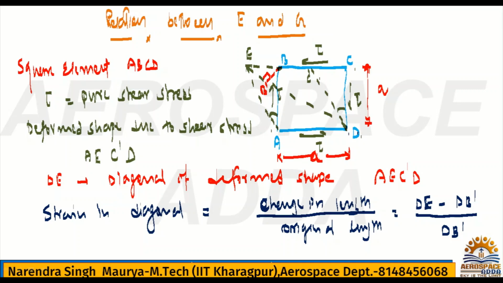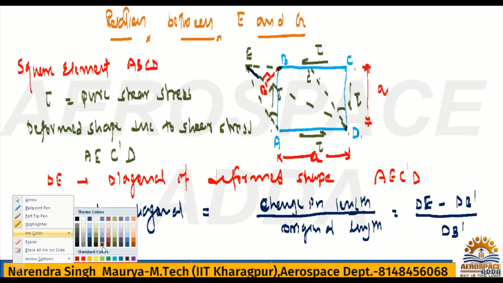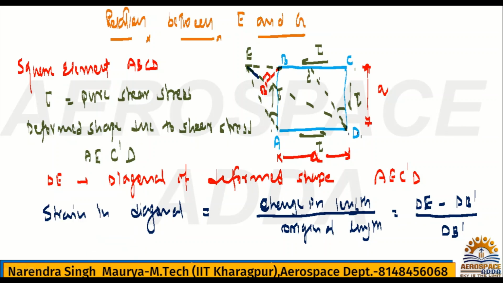It means it is elongated. So what is the change in length? Then you can say DE minus DB dash. So DE minus DB dash will be this length, which is showing the increment or change in length. This length is nothing but the change in length, which is increased actually. So DE minus DB dash divided by DB dash is nothing but the strain in diagonal.